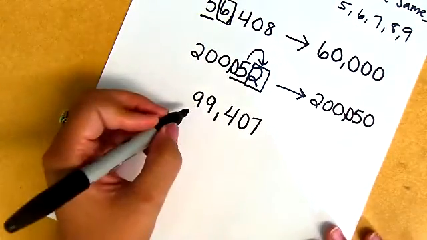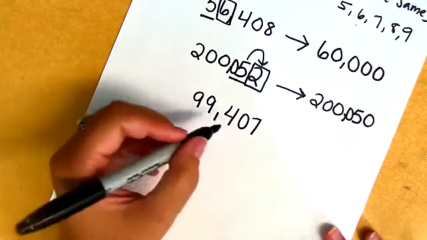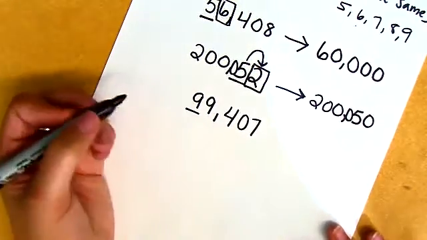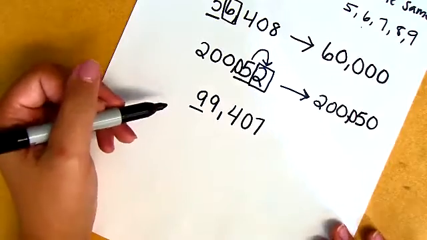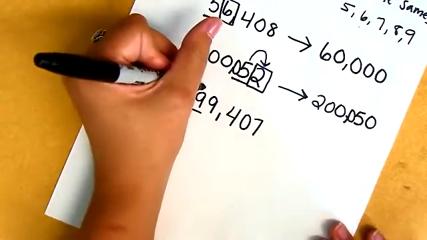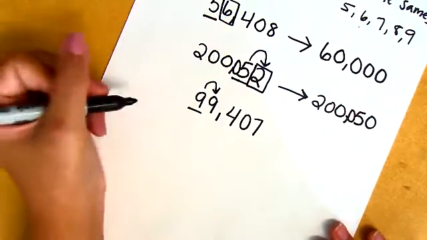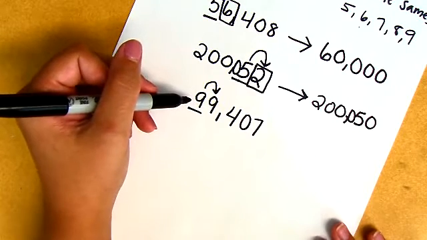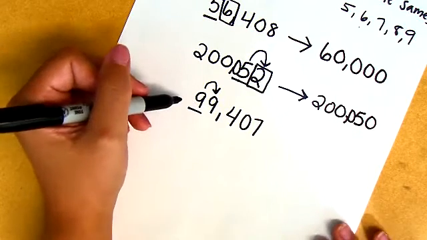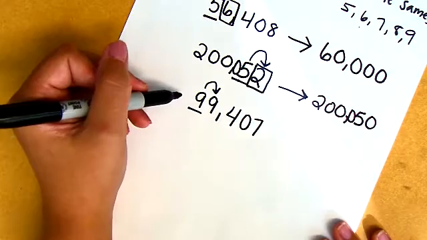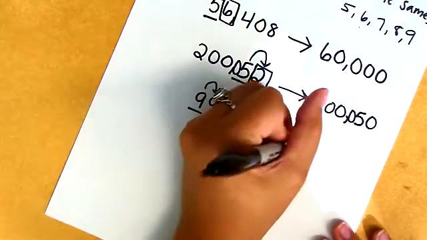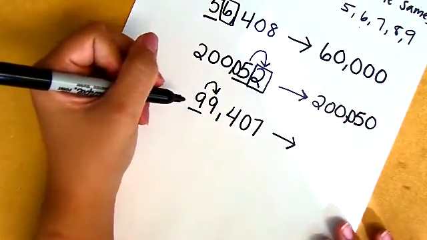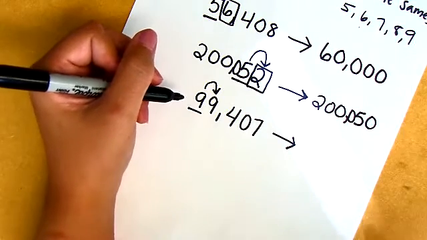All right, let's do a hard one. This is 99,407, and let's round to the nearest 10,000 again. This is what happens when it's a 9. It's a little trickier. If the number next door is a 9, it's going to tell the 9 to bump up, right? Because it's 5 and above. But when it bumps up, what is it going to bump up to? It's going to bump up to the next number, which is 10, right?